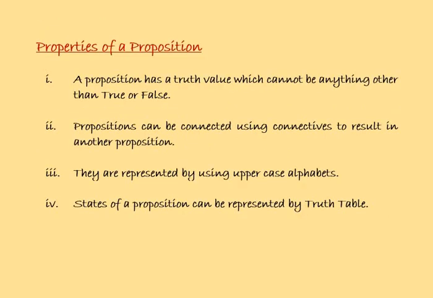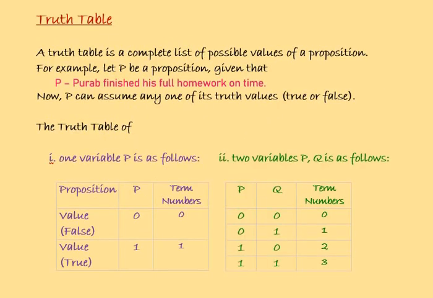Now we come to properties of a proposition. A proposition has a truth value which cannot be anything other than true or false. Propositions can be connected using connectives to result in another bigger proposition, which is a combinational, composite proposition. They are represented by using uppercase alphabets, and states of a proposition can be represented by a truth table. So now we'll look into what is a truth table. A truth table is a complete list of possible values of a proposition.